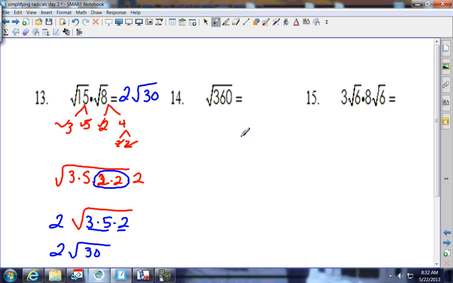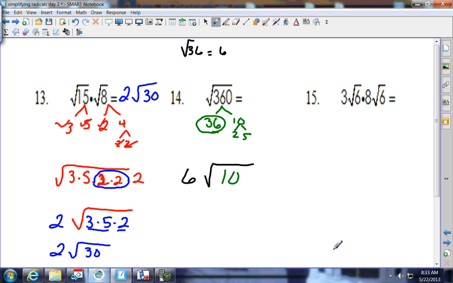Number 14, 360. That's going to be 36 times 10. Now you could do this other ways. 36 is a perfect square. Now if you look for some of the shortcuts, what is the square root of 36? It's 6, so the 6 is going to come out here. 10 splits up into 2 and 5. You can't do anything with that, so the 10 would stay there. So I have 6 the square root of 10.